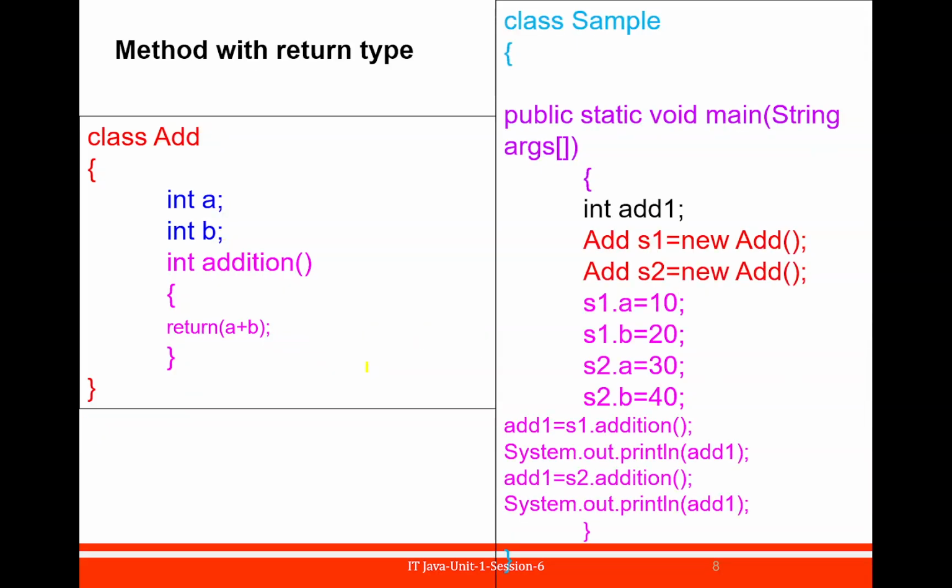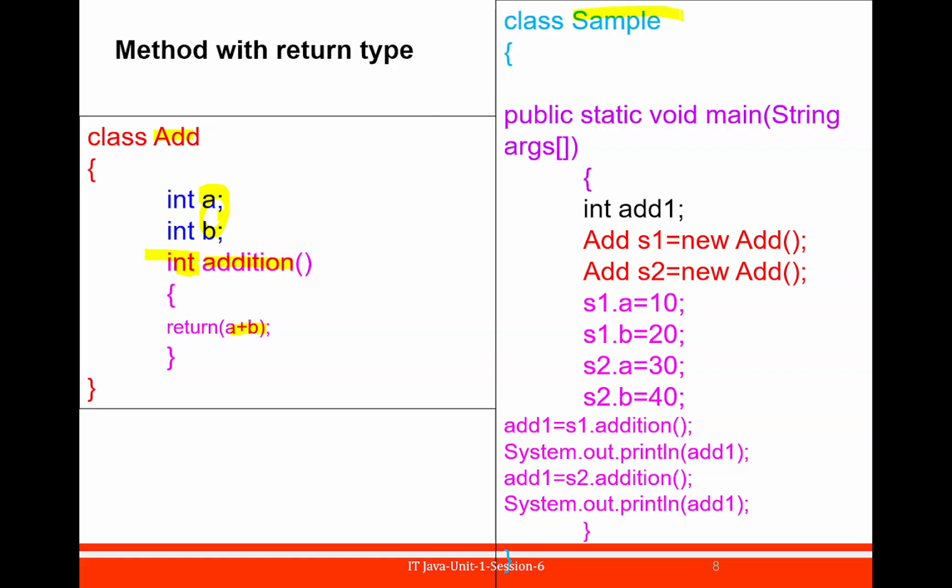So this is another example, just a simple change. In the previous example, the method does not return any value, but here we are returning some integer value. That is the only change over here. So as usual, we have an add class with variables a and b, and we have an addition method which performs the summation and returns an integer value.